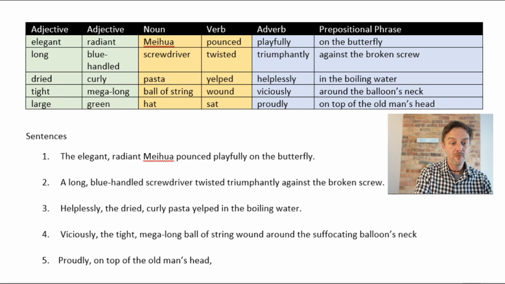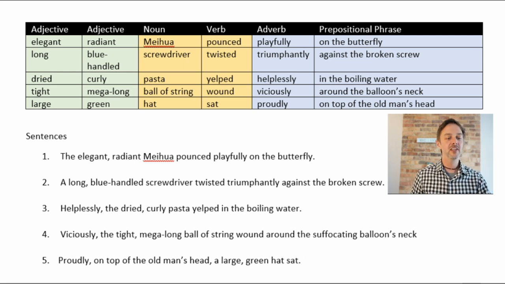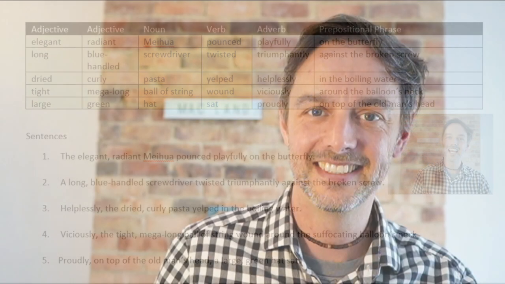Proudly, on top of the old man's head, a large green hat sat. Proudly, on top of the old man's head, a large green hat sat. How have your sentences gone? Hopefully pretty well. If you have a list of your objects, your nouns, if you have a list of verbs, things that those nouns could be doing, come up with some random adjectives. They can be completely random if you want, and you don't have to think about them.